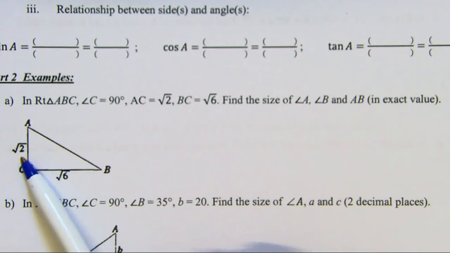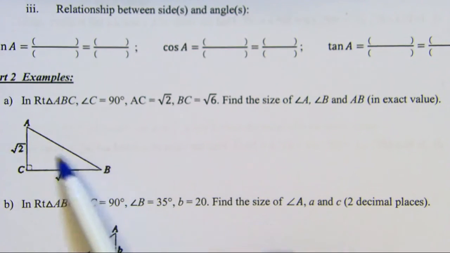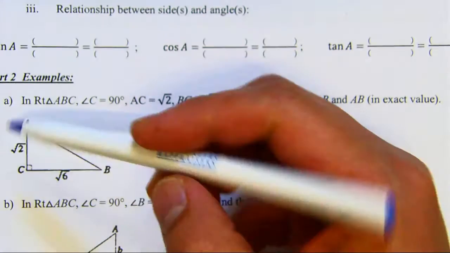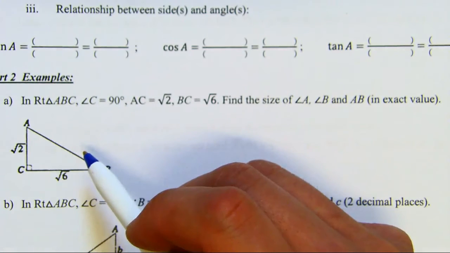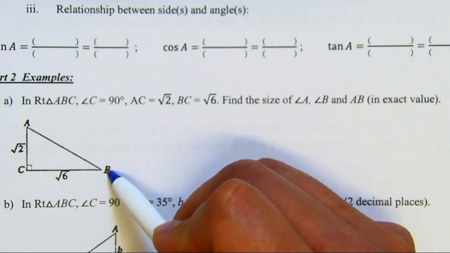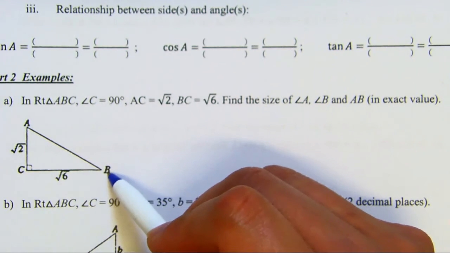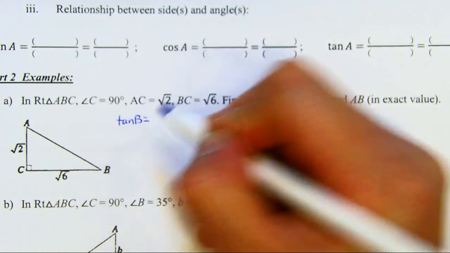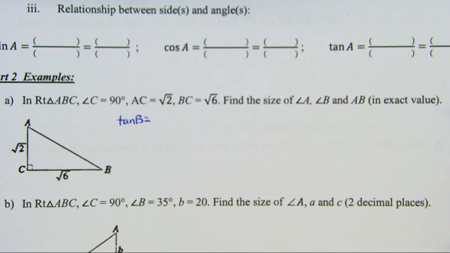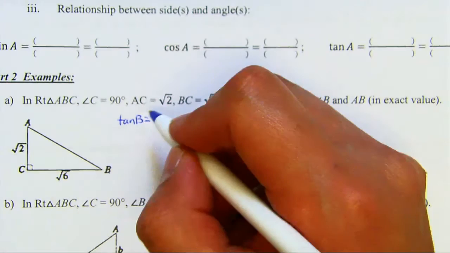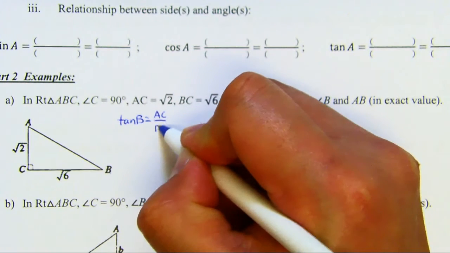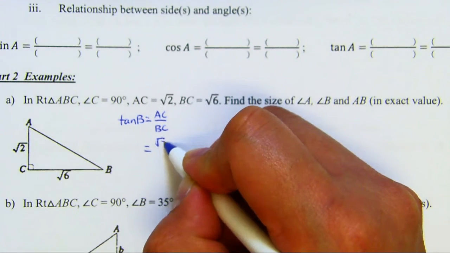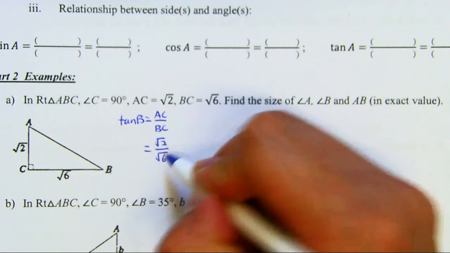You are given square root 2 and square root 6, which are the opposite side of angle B and the adjacent side of angle B. So we can think about a trigonometric ratio, tangent B, to solve for B. So tangent B is, according to the definition of tangent, opposite over adjacent. So we do AC over BC, and then we put the numbers in, so that's square root 2 over square root 6.